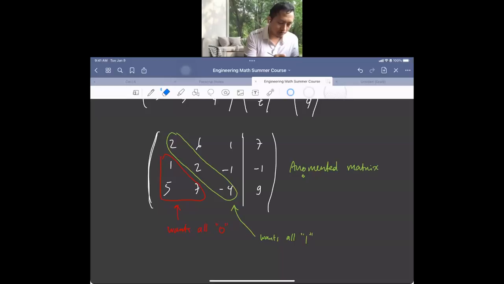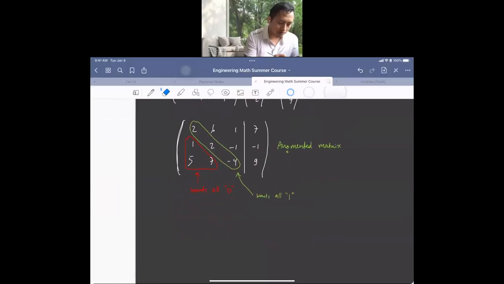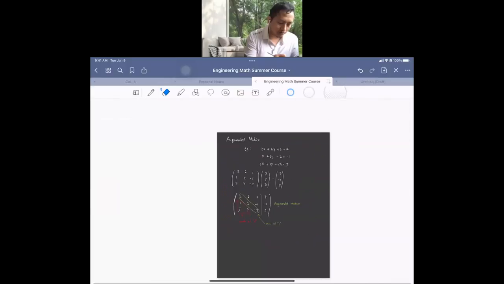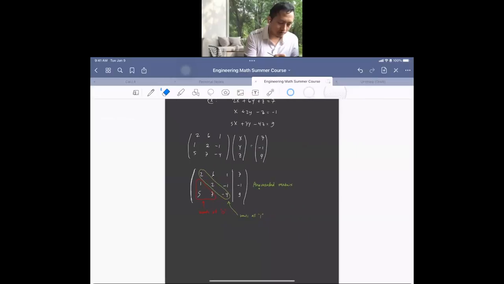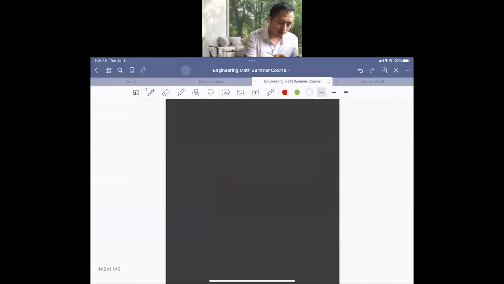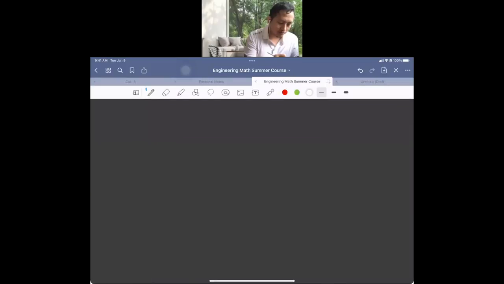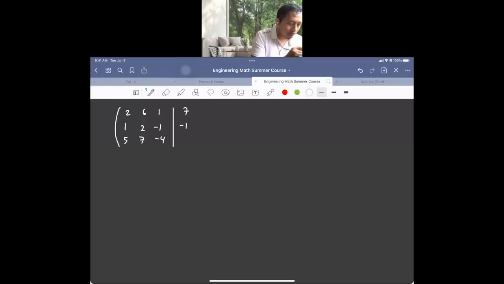So how do we make this make sense? Now to do this, let me use a new page to make sure that we can compute in one page. So let me write maybe smaller. 2, 6, 1, 1, 2, -1, 5, 7, -4, and then the right part is 7, -1, 9.